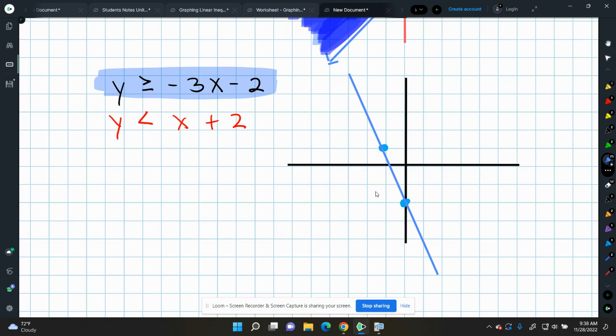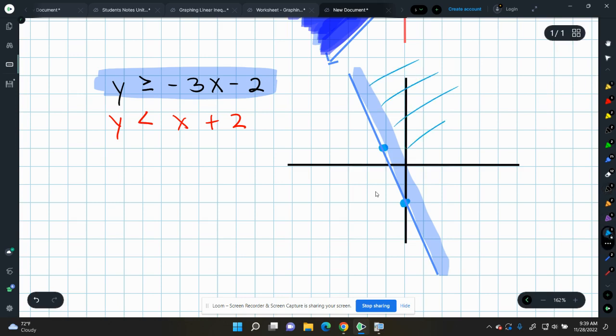Shade which side? Above or below? Above, because it's greater than. So we're going to shade above. Again, if you have colored pencils, that would be great. If you don't have colored pencils, what I do sometimes is I just make lines going different directions. So if I didn't have a colored pencil, I'd go like this with my lines. And then the next one I graph, I'm going to go a different direction with the lines, so you can see where they overlap.